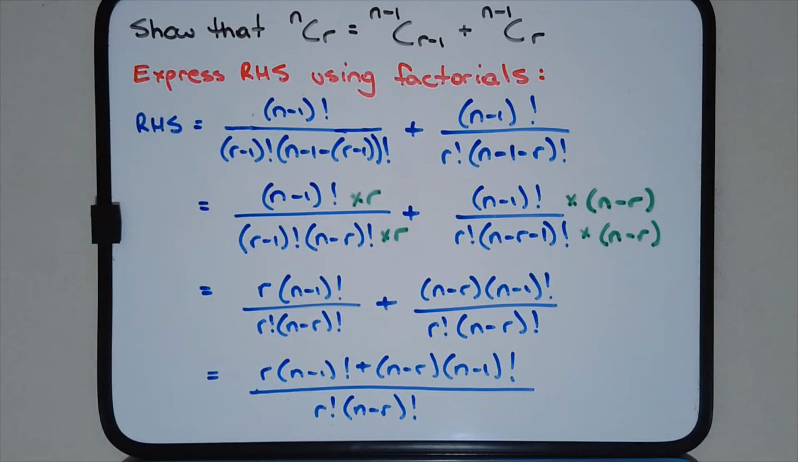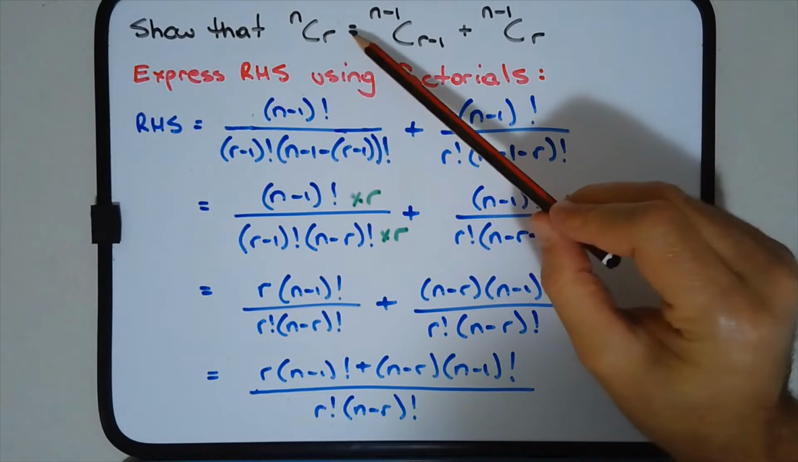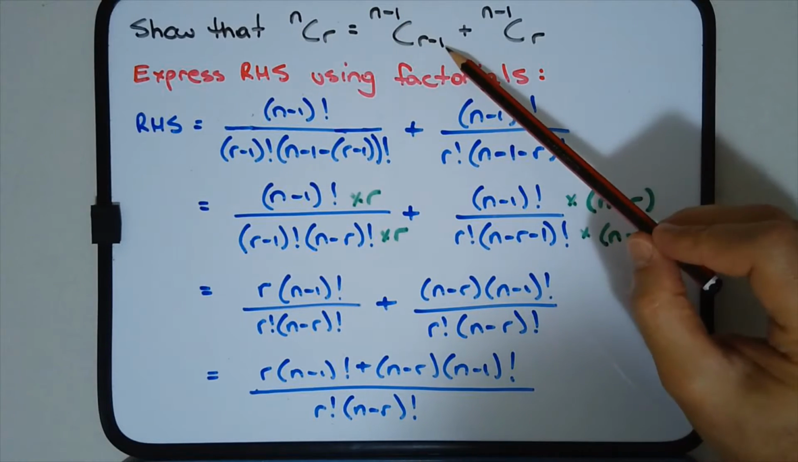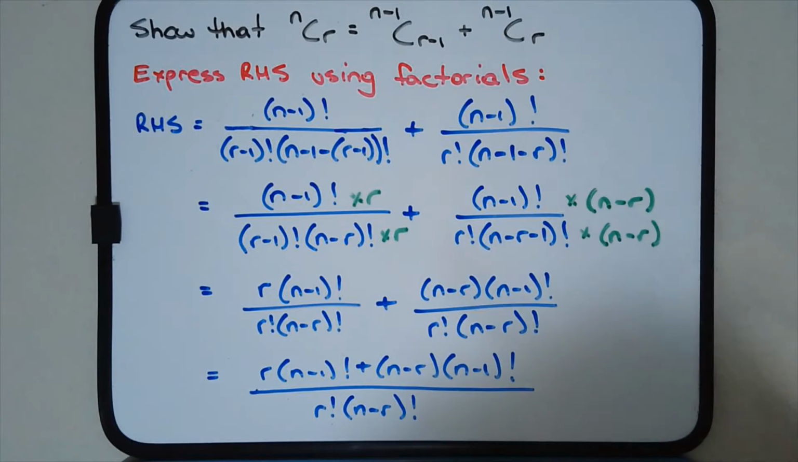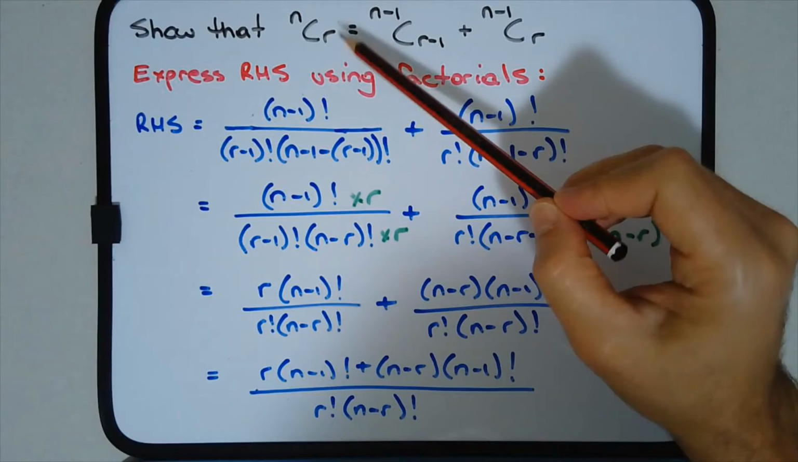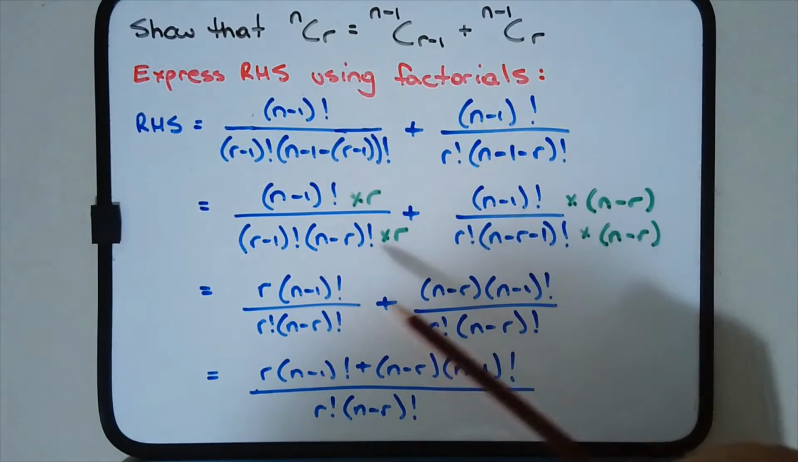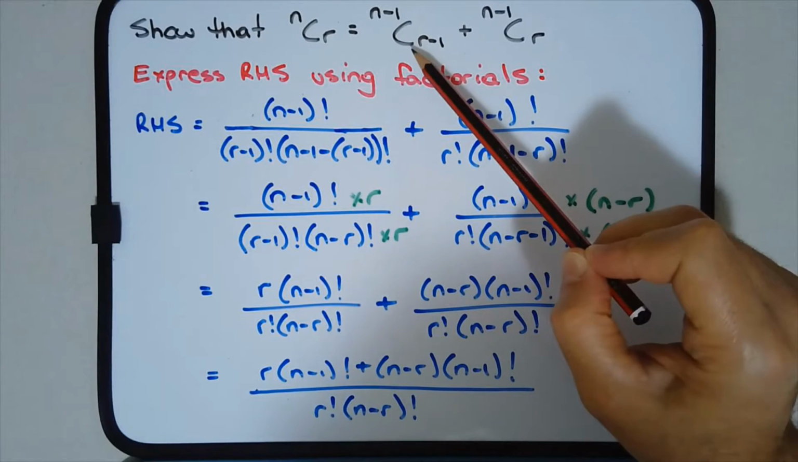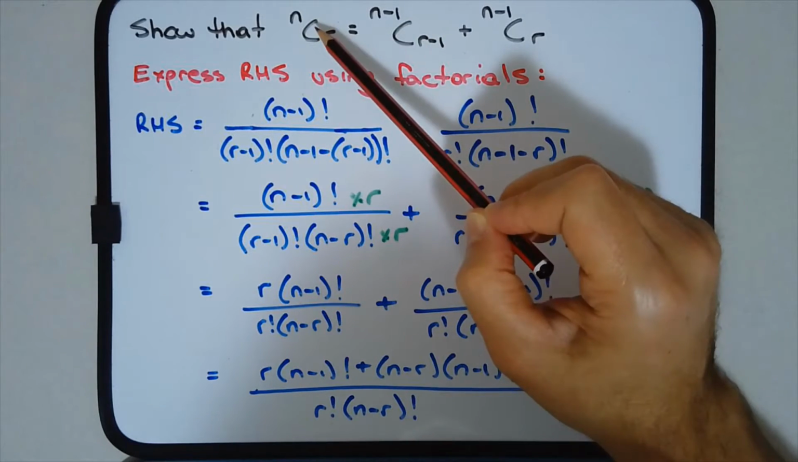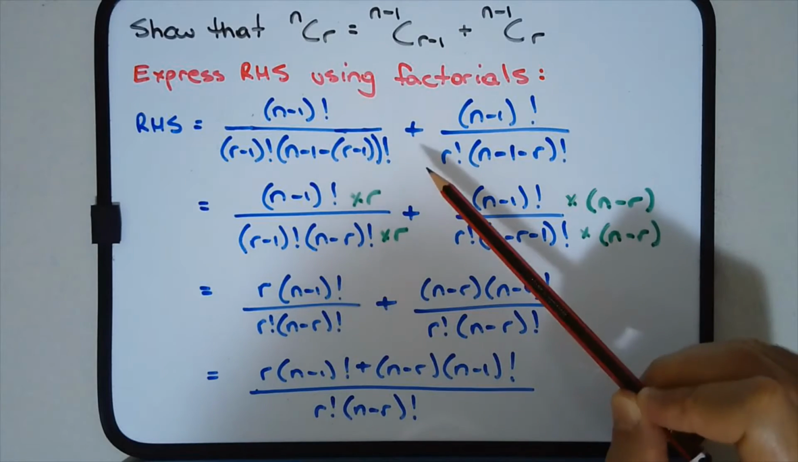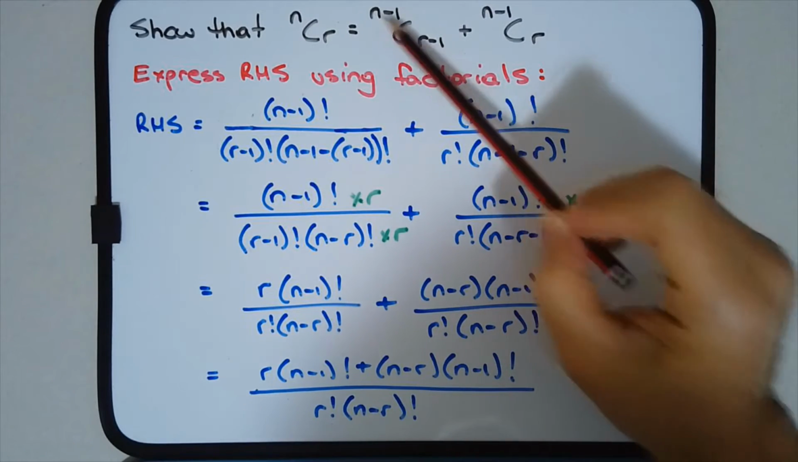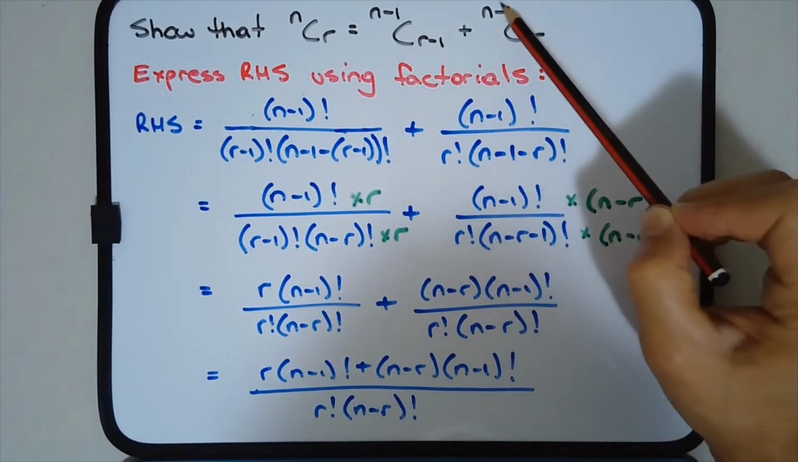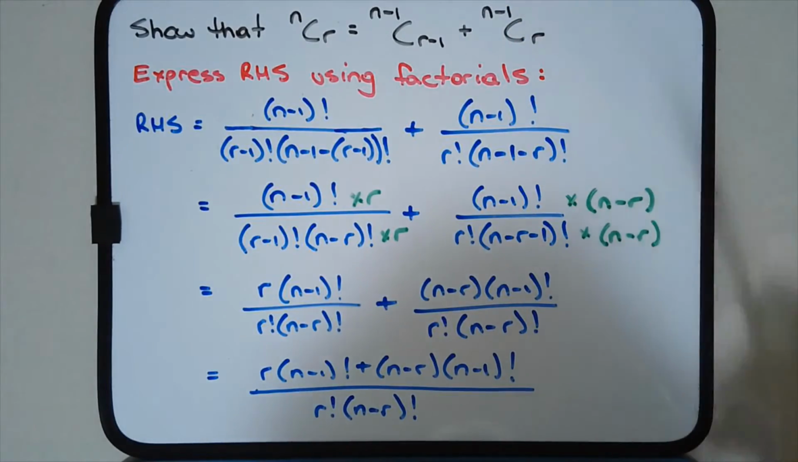Here's another interesting example involving identities in Pascal's triangle. Show that n choose r equals n minus 1 choose r minus 1 plus n minus 1 choose r. Now we know in Pascal's triangle, n choose r represents element r from row n. And we can get element r from row n by adding the two elements from the row above on either side of element r from row n. So that is row n minus 1, element r minus 1, and row n minus 1, element r.